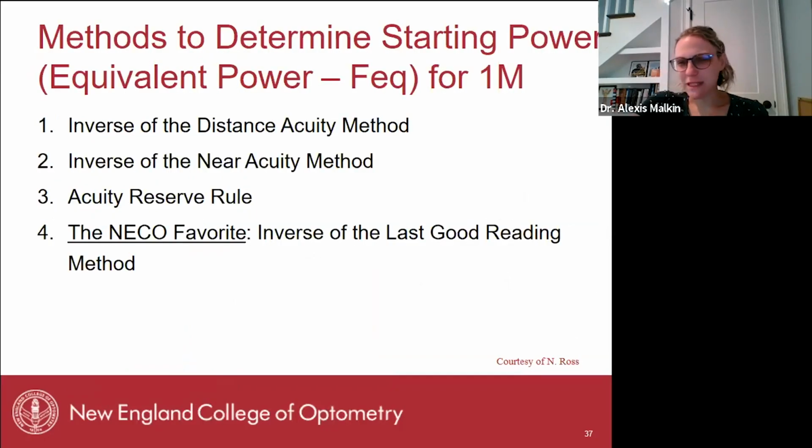And this is one of the things that was in the decision tree, but there are a number of methods to determine your starting power or equivalent power needed to read 1M. 1M is often considered the goal size print. That's kind of standard copy in the newspaper. You may have patients who have a goal of smaller than that, and you may have patients who have a goal of larger than that. So you can take an inverse of the distance acuity, the Kestenbaum's formula. You can take an inverse of a near acuity. You can use acuity reserve, or what we use at NECO, the inverse of the last good reading.